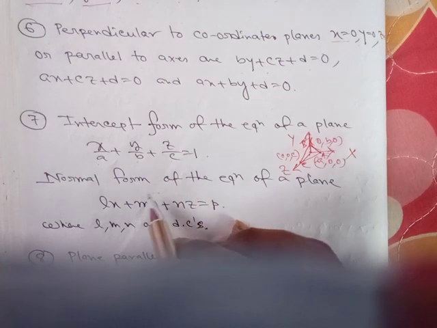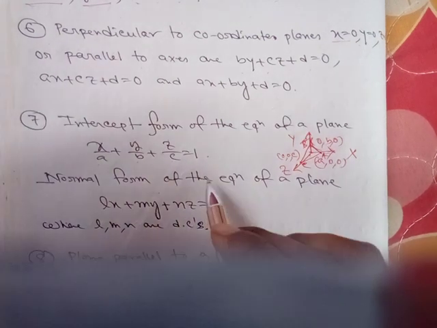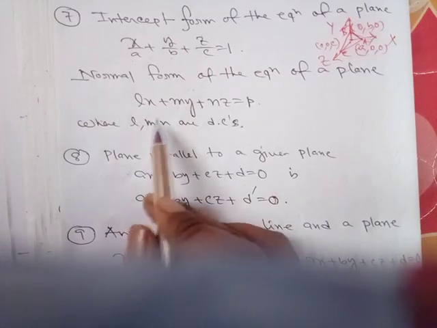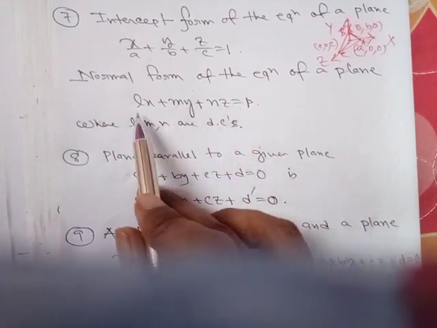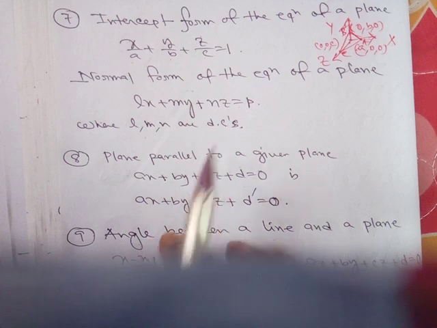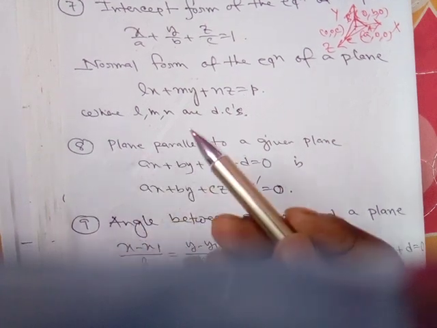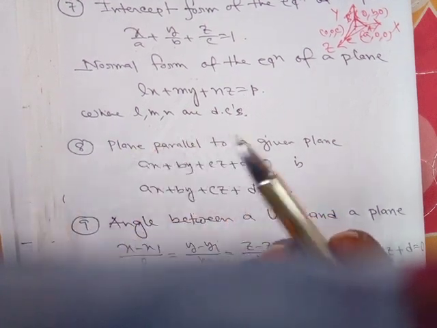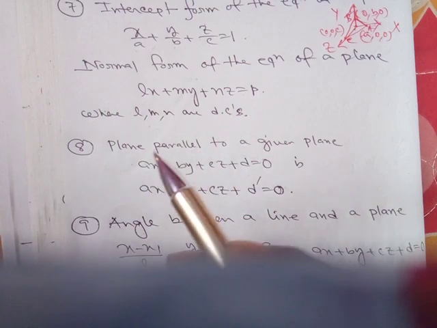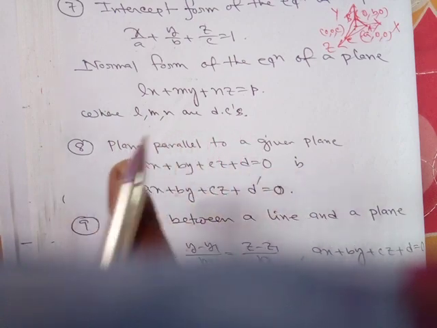Now the normal form of the equation of the plane is Lx plus My plus Nz equal to P, where remember that L, M, N are direction cosines, which we have already learned in coordinate geometry. From the direction cosines you get the direction ratios of a line, and you have already learned the relationship between direction cosines and direction ratios in that chapter.